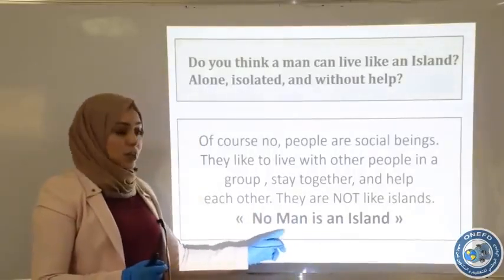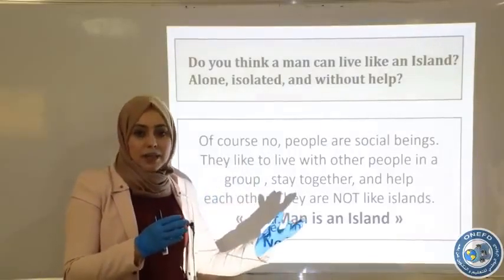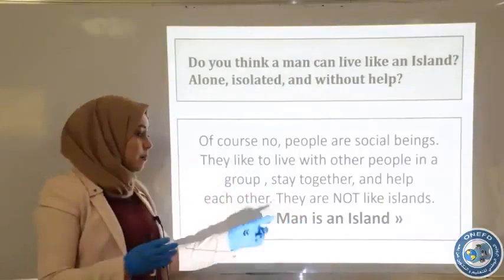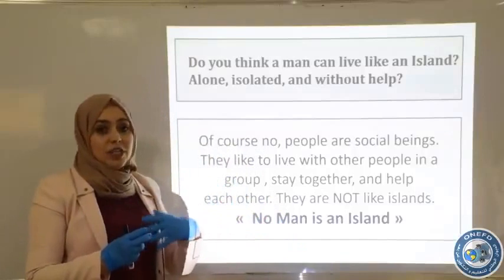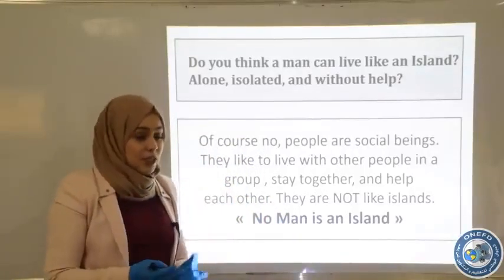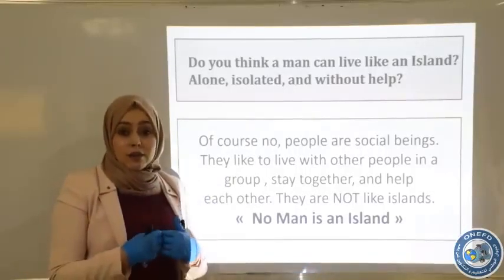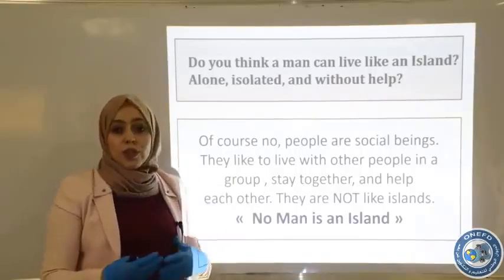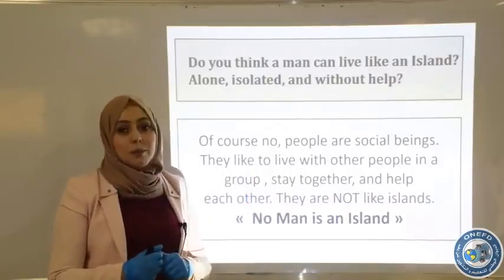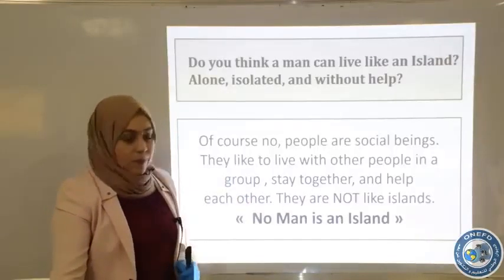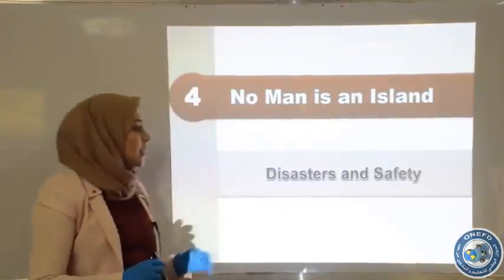Here I have a remark concerning the word man. Man here doesn't refer only to men and exclude women. Here man is a general word that we use to talk about men and women in general. It means human beings in general. So when we say no man is an island, it means that we as people cannot live alone, without help, isolated. We need each other. We are social beings. Okay, so this is concerning the title, No Man is an Island.